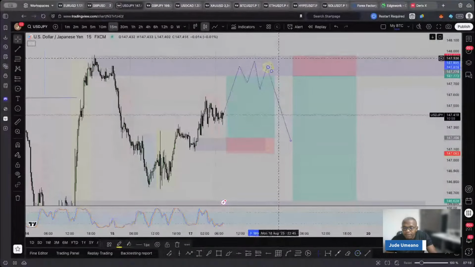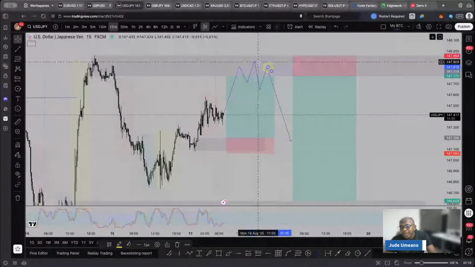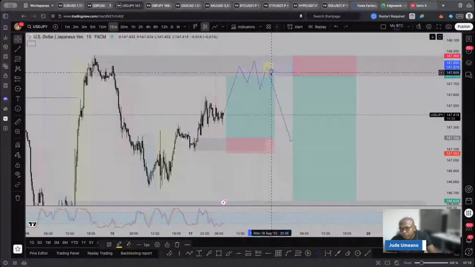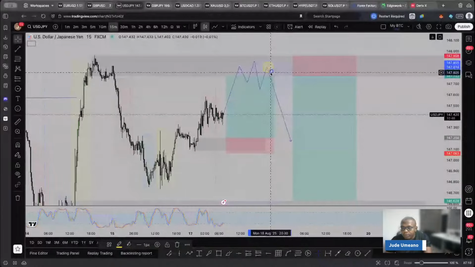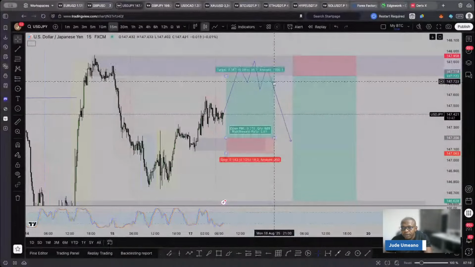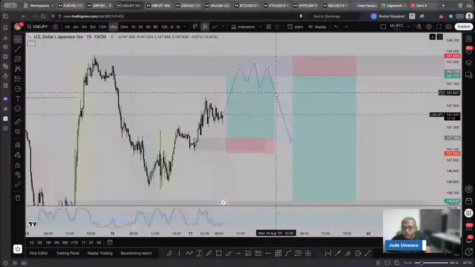Because of course, I'm saying it's likely to hold, but it might not still hold. If it breaks, then we'll consider a new possible entry to keep on trading UJ. But for now, this is what I'm looking at.